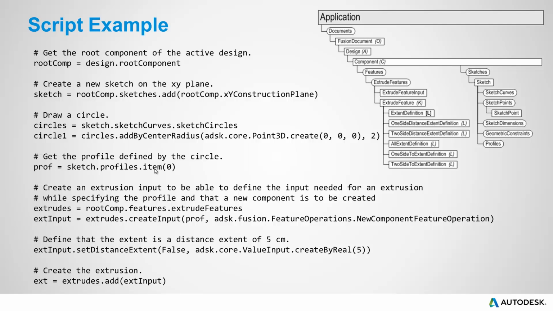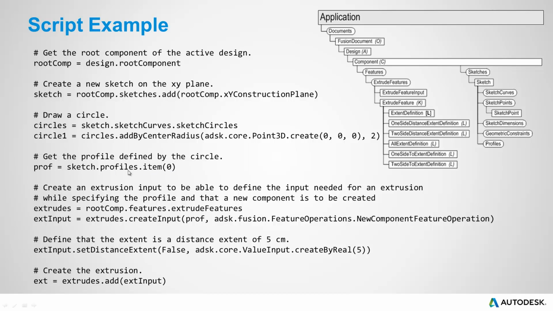So now when I go to create the extrusion, it asks me to pick the area that I want to extrude. I can pick one or more of those filled-in areas, and those are called profiles. In this case, I created the sketch from scratch, and I created one circle. So I know it just has this single profile defined by that one circle, and I just get the first profile from the sketch.